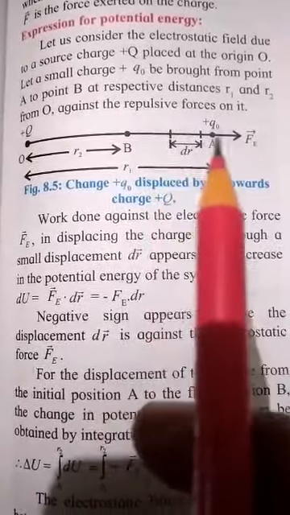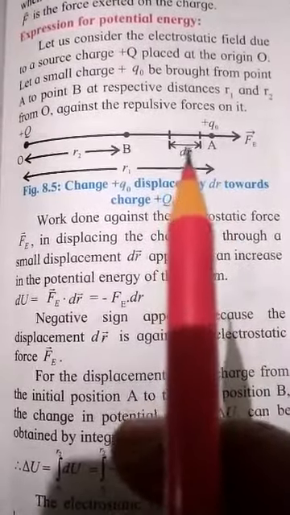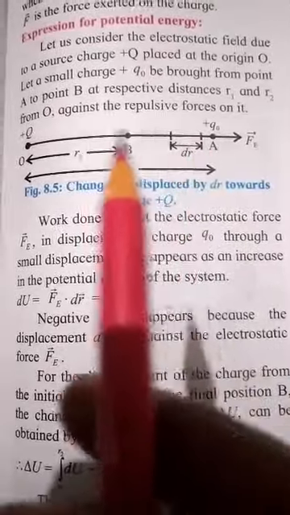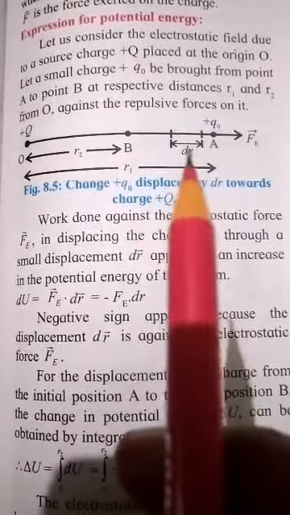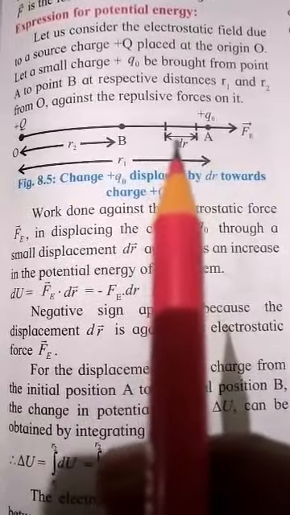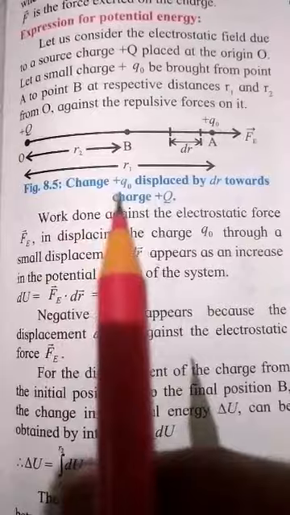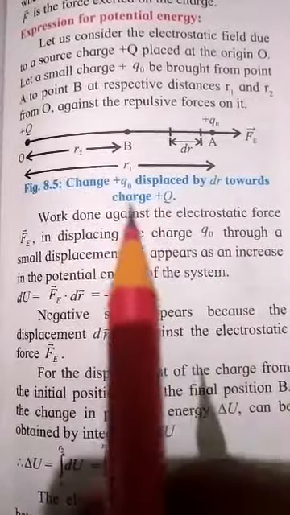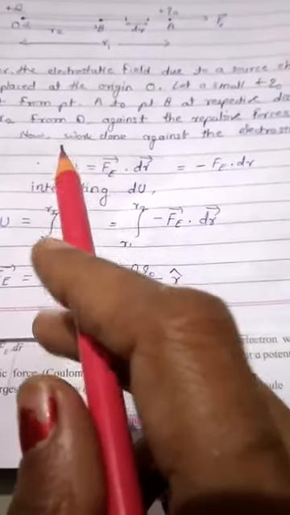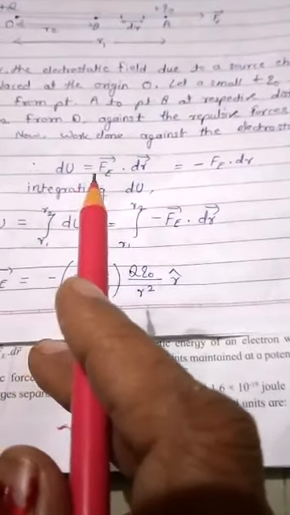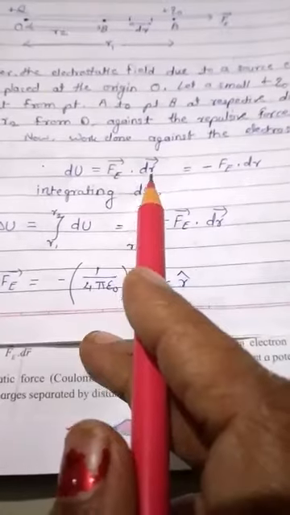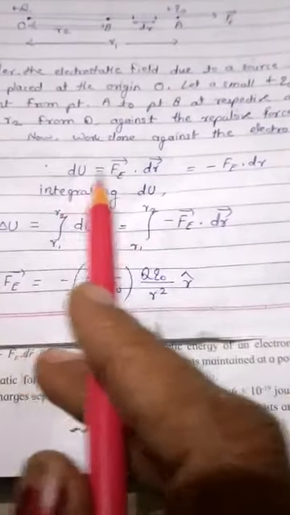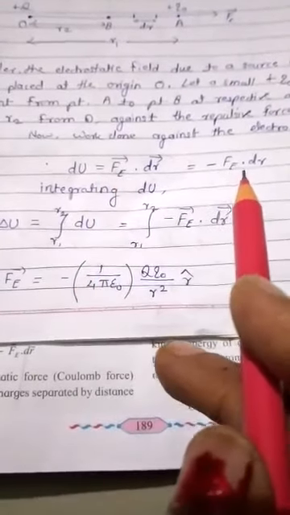Okay, so here considering a small displacement of the test charge dr, and then we find out the total displacement. So integrating this, we get the total distance. So here, now considering a small distance dr, in this figure the charge plus Q0 is displaced by dr toward the charge plus Q. Mathematical description: now work done against the electrostatic force. So therefore dU is equal to Fe, means electrostatic force vector, into dr, a small displacement dr vector. So therefore dU is equal to minus Fe into dr.